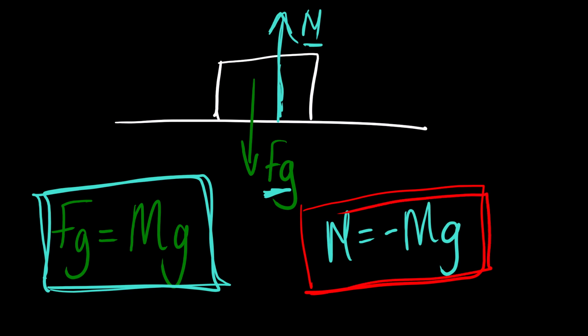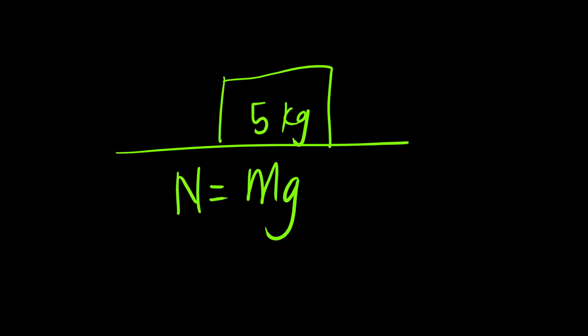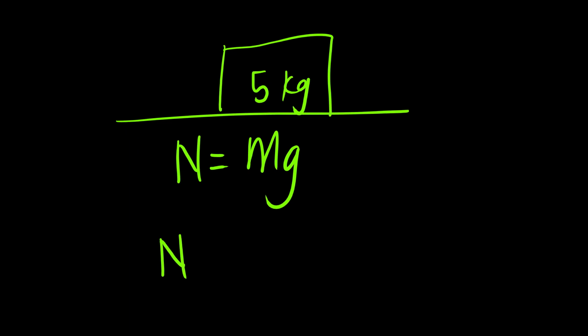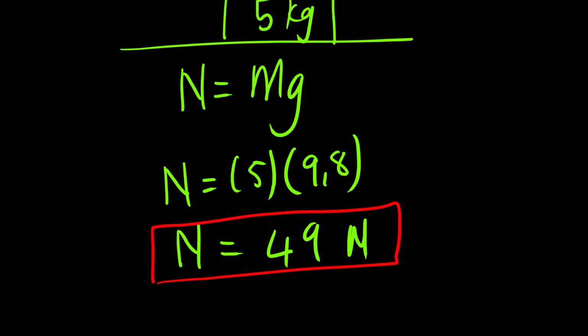Let us look at an example. What is the normal force of this certain object which has the mass of 5 kg? The mass, we have 5 kg. The gravitational acceleration, we have 9,8. And then 5 multiplied by 9,8 is 49 newtons. The SI unit is newtons because normal force is also a force.